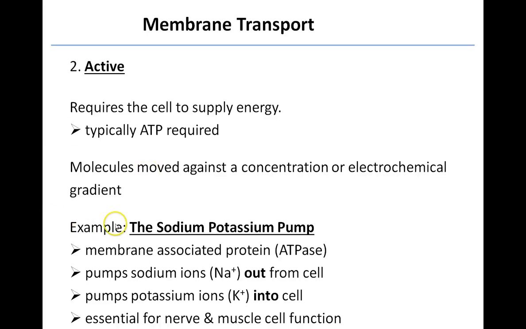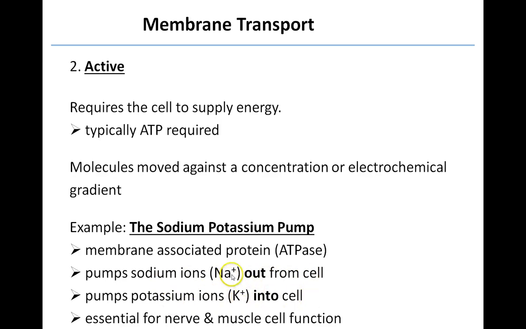A good example of a transport system that requires energy is the sodium-potassium pump. Very important for the function of nervous tissue and muscle tissue. The pump is associated with a protein we call ATPase, and what this pump does is it pumps sodium ions out of the cell and pumps potassium ions into the cell.